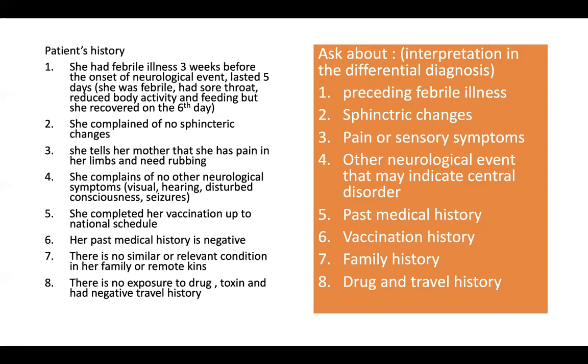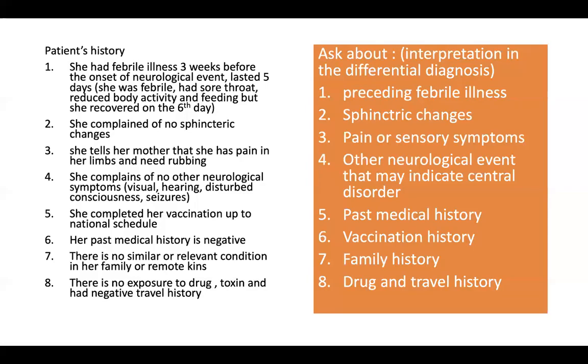After 3 weeks before the onset of the progressive inability to walk, she had no sphincteric changes. She told her mother that she had pain in the limbs and needs rubbing. She complained of no other neurological symptoms like visual, hearing, disturbed consciousness, or seizures.